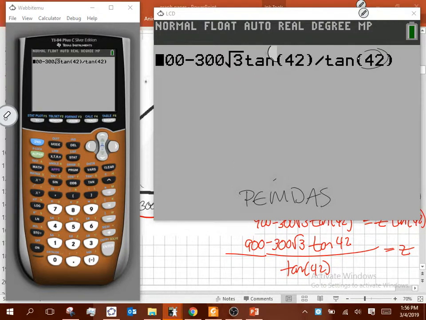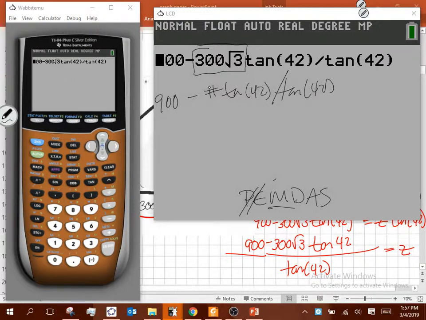So what's going to happen here? Because there's nothing to do inside those parentheses, that's a trivial object. There are no exponents, so we get to multiply and divide left to right, correct? My calculator is going to do that multiplication first. It's going to store that value, wherever 300 radical 3 is as a decimal, and then rewrite 900 minus that number times tangent of 42 divided by tangent of 42. Does that make sense? It's going to look like this: 900 minus a new number times tangent of 42 divided by tangent of 42.